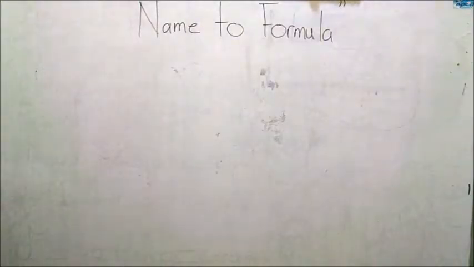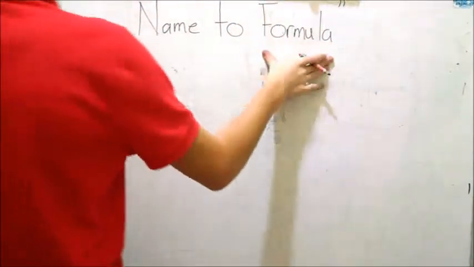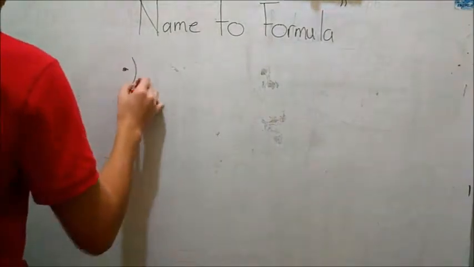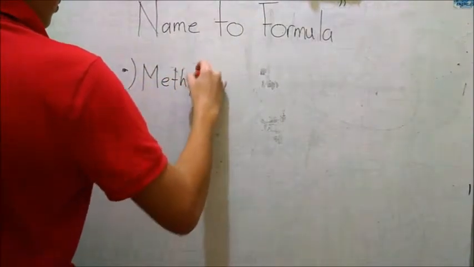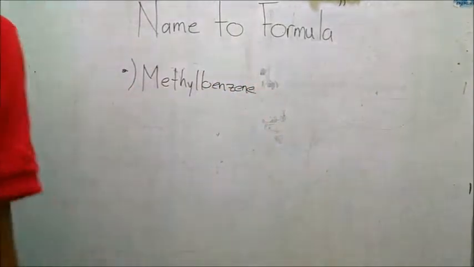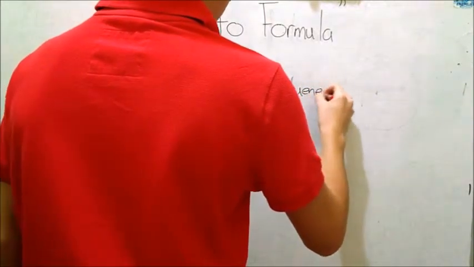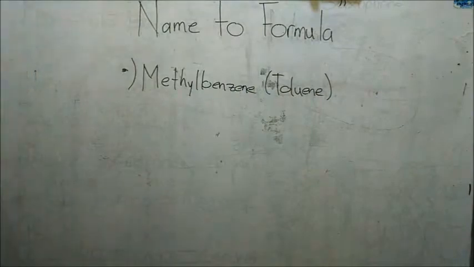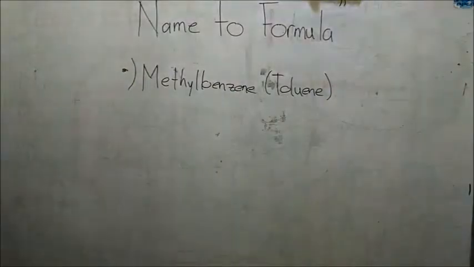Well, hello everybody. Now we are going to do it from the name to formula. In this case, we have the name methyl benzene, also called toluene. Well, we know that we have the name and we have another name that is common. Well, we were thinking how to do it.